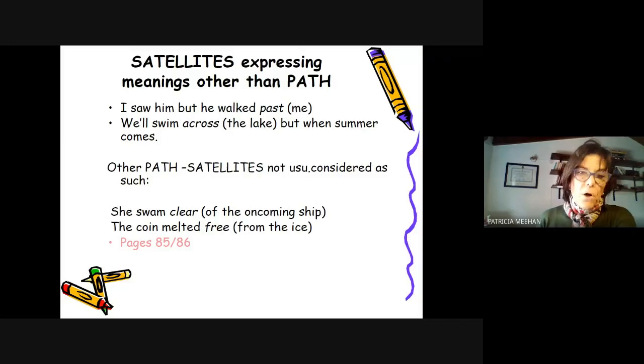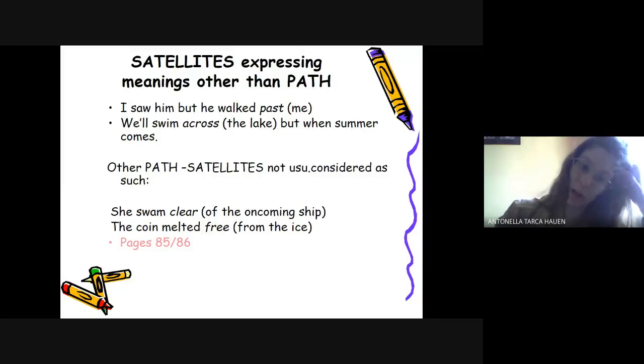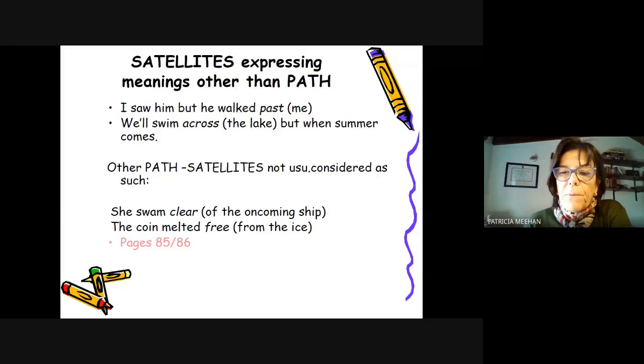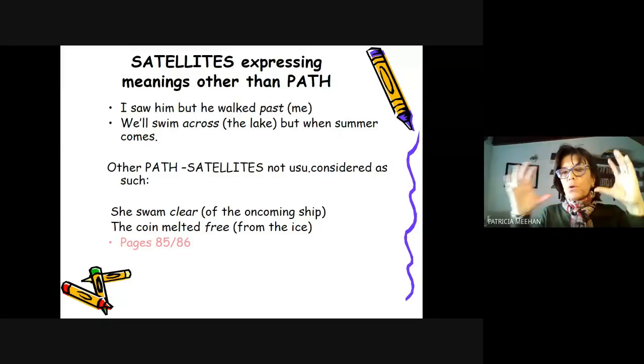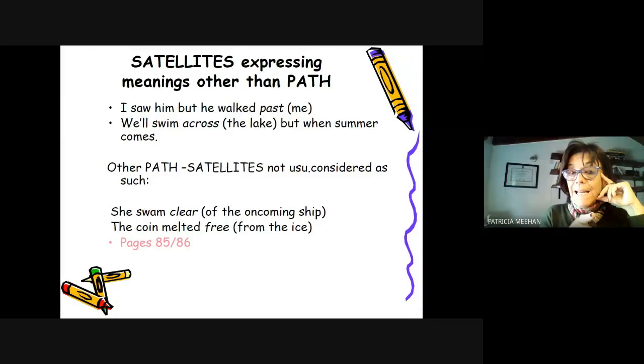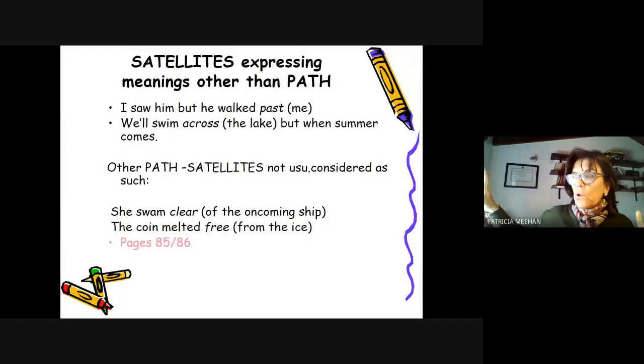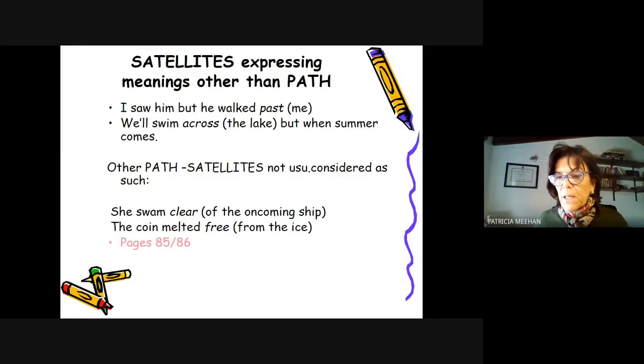Which is the verb complex? Swam, that encodes motion and manner. But that's not the verb complex, Antonella. That's the verb root. The verb complex is swam clear. To swim clear. Why? Because in this case, clear is a satellite. So in general, you expect up, out, in, into, right? Down. But sometimes you have something like clear or free here, right? She swam clear of the oncoming ship. She saw the ship coming. She was in the lake and she saw the ship coming and she swam clear. And you stop there and that's perfect. And it's very idiomatic. And it means se alejó.